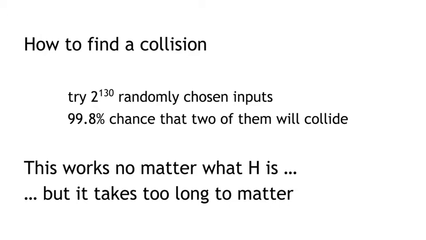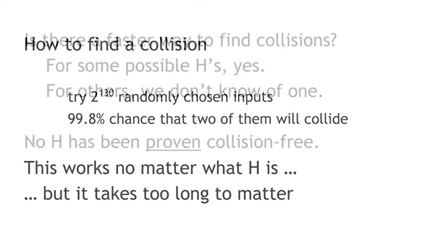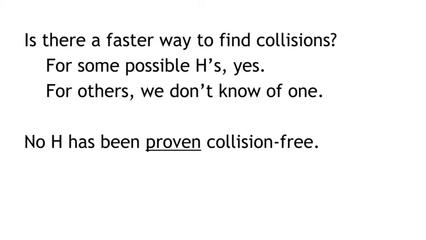The question is, is there some other method that could be used on a particular hash function in order to find a collision? And that's the question that is harder to answer. Is there a faster way to find collisions? Well, for some possible values of hash functions, of course there are. For example, if our hash function were to simply take the input modulo 2 to the 256, that is, it just selected the last 256 bits of the input, then we would know an easy way to find a collision. One collision would be the values 3 and 3 plus 2 to the 256. So for some possible values of the hash function, it's very easy to find a collision.